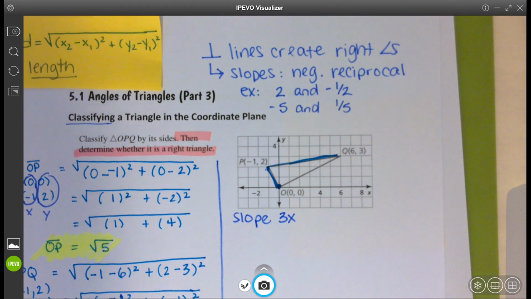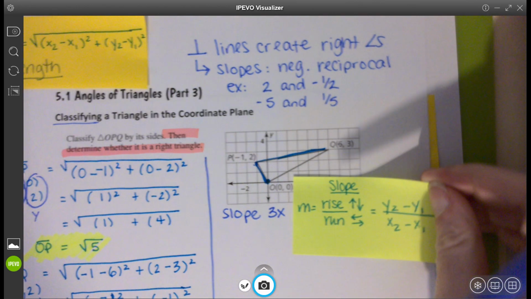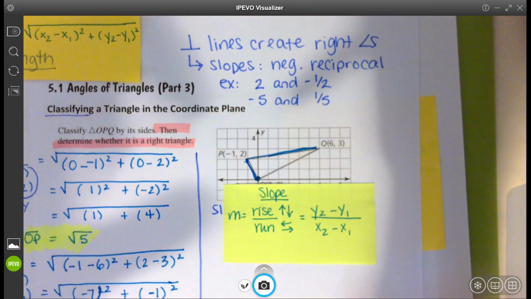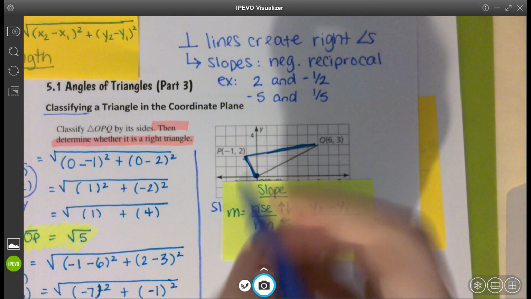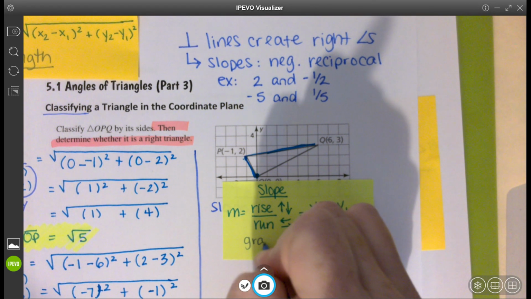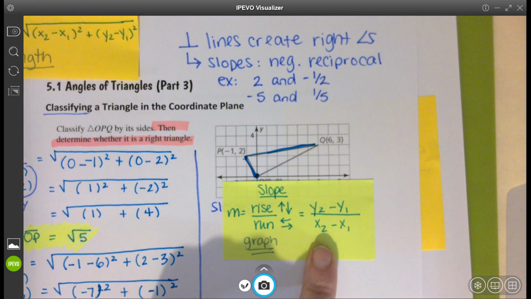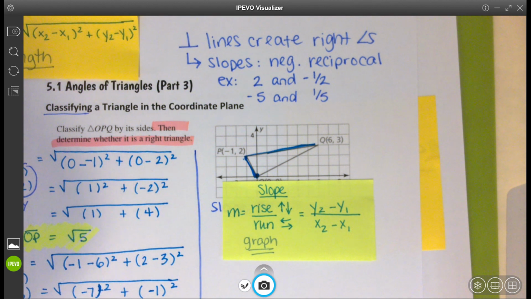Now, to find the slope, there are 2 ways that you should remember. You can write this anywhere on your paper. We can use rise over run. This is great when you do have a graph, but sometimes we will not have a graph. And then we can use our formula for slope as well. In this example, I will be using rise over run because we do have a graph.